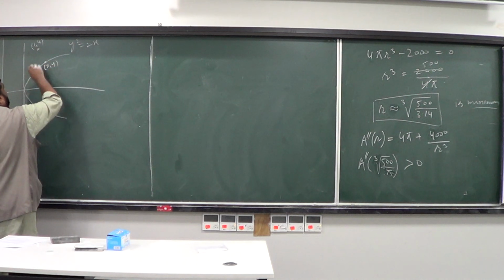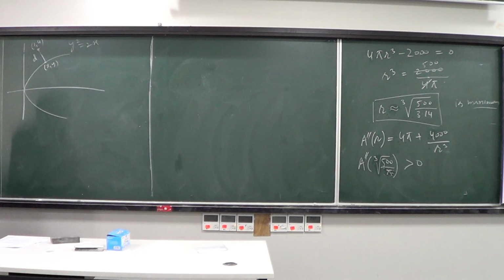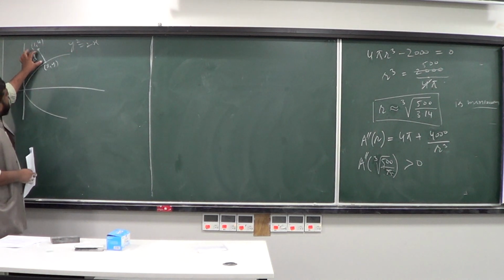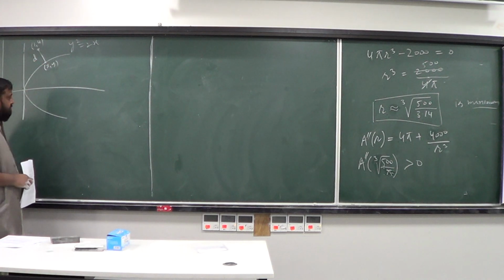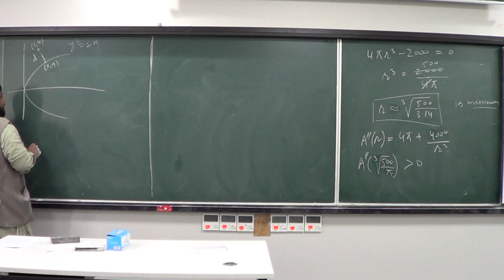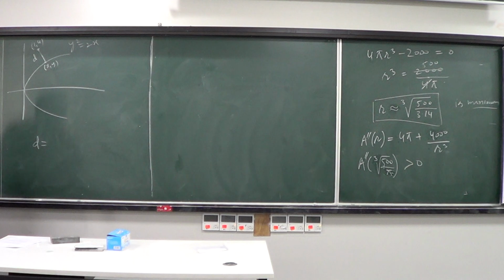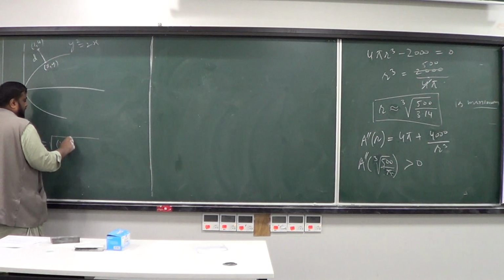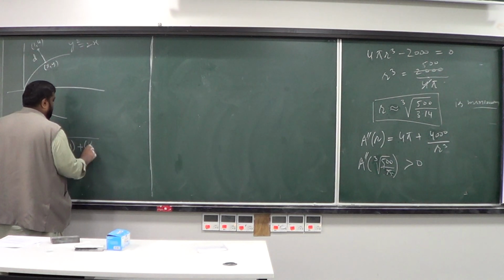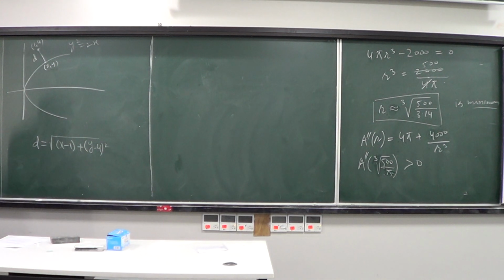So let's call them x, y, and say this distance is d. Our task is to minimize this distance: for what value of x and y would the distance between the point (1, 4) and the point on the parabola be minimum? What would be the distance between these two points? You can use the distance formula. It goes like the square root of (x minus 1) square plus (y minus 4) square. This is the distance.